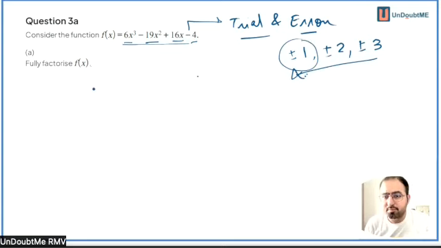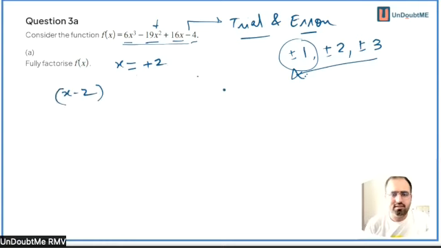Next option is we can try with plus 2. So with plus 2, it will be 8 sixes are 48, 48 and 32 will be 80. And if I place plus 2 over here, then it will be 19 times 4, 76. 76 and 4 is 80. So 80 minus 80 is 0. It means x is equal to plus 2 is one of the zeros. So x minus 2 is one of the factors.